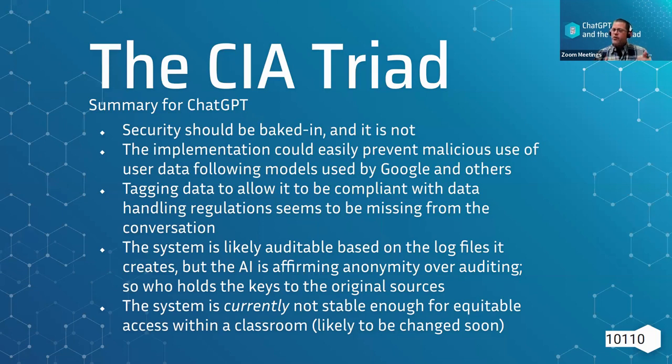Or you know what, the student wasn't using the AI, they wrote that themselves. Because there's a downside to letting kids use tools that you can't audit. The students don't have to use them, but the teacher could feel like they did. And I think it's important to be able to reconcile those types of arguments. I don't think it's currently stable for equitable access within a classroom, but I think it's getting there.